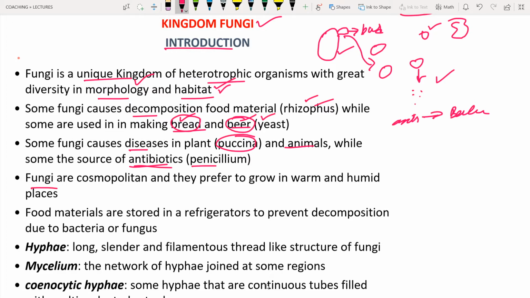So the fungi are cosmopolitan. What is meant by cosmopolitan? Cosmopolitan means the ability to live anywhere or everywhere. You can use another term, ubiquitous. Ubiquitous means presence everywhere.